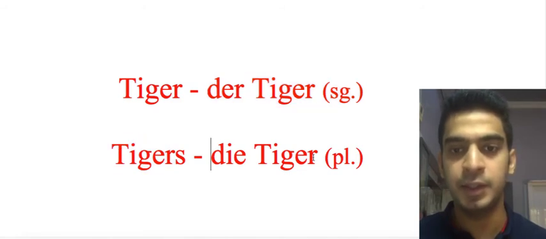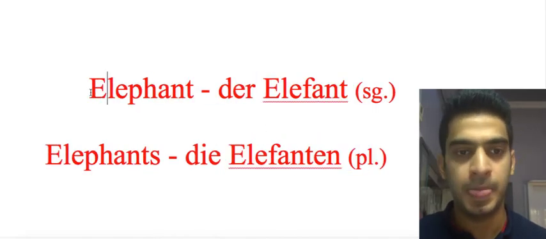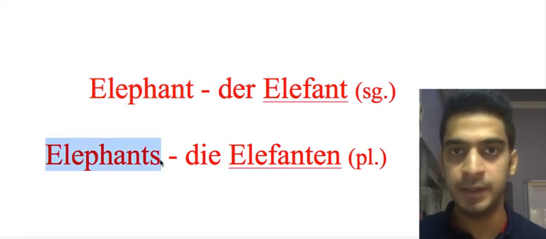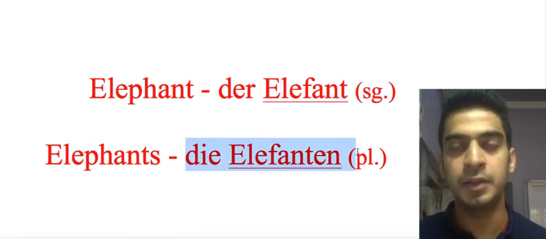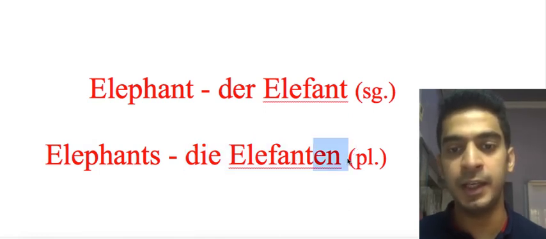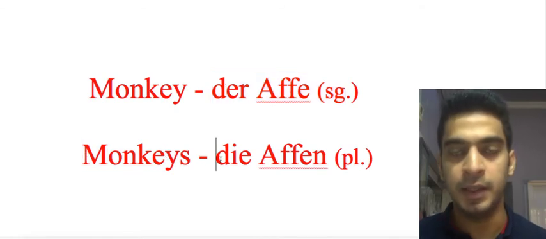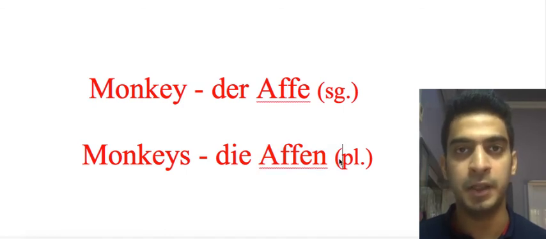Tiger, der Tiger, singular form. Tigers, die Tiger, plural form. Both the words are completely the same. Der Tiger, die Tiger. Elephant, der Elefant, singular form. Elephants, die Elefanten, plural form. We have an extra en at the last. Die Elefanten, elephants. Monkey, der Affe, singular form. Monkeys, die Affen, plural form. We have an extra n at the last. Die Affen, plural form, monkeys.